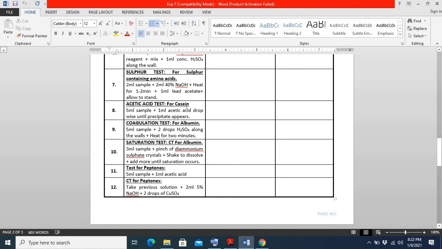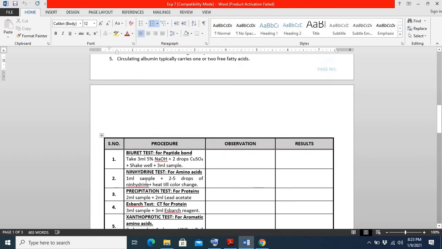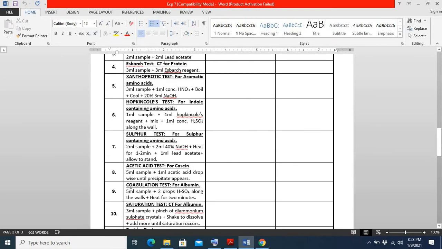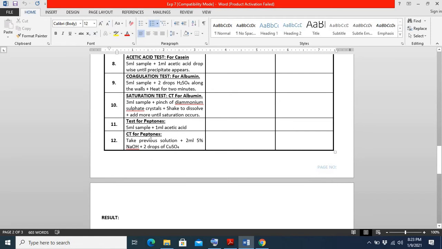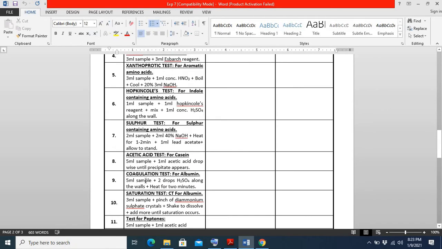For example, we perform the acetic acid test for the identification of casein, that is a milk protein, and we can perform the coagulation test for the identification of albumin in the given sample, and then we can perform the peptone test for the identification of peptone in the given sample. So we do these tests one by one, and then finally we perform the test to find out the peptone in the given sample.